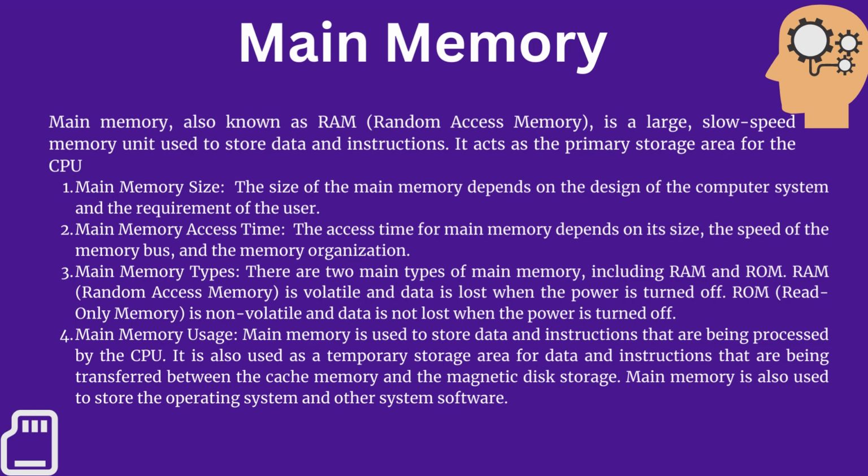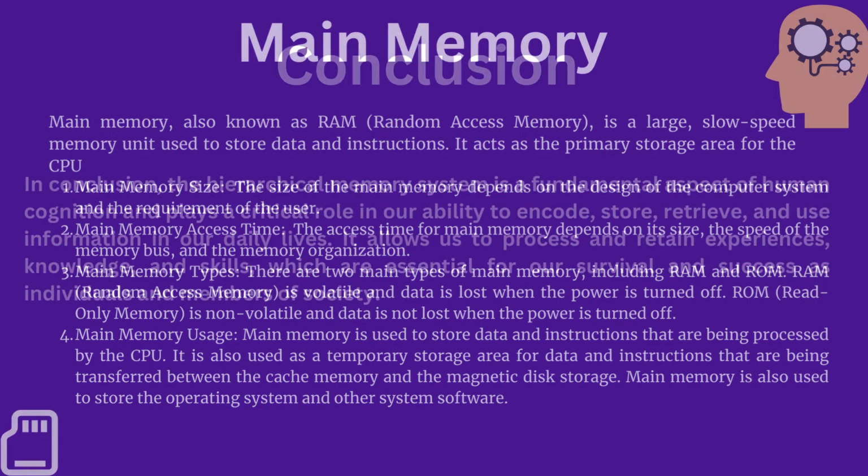There are two main types of memory. One is RAM, the other is ROM. Coming to RAM. RAM, which is also known as random access memory, is volatile, and the data is lost from the CPU when the power is turned off. Coming to ROM, ROM is read only memory, and it is non volatile, and the data is not lost when the power is turned off.